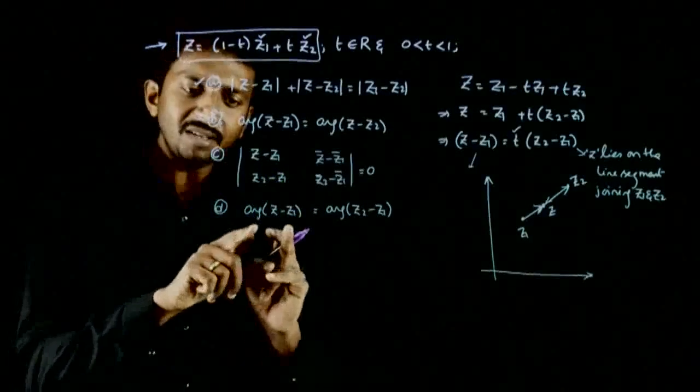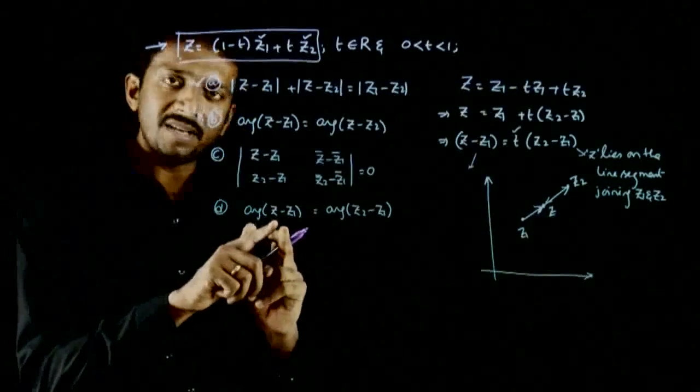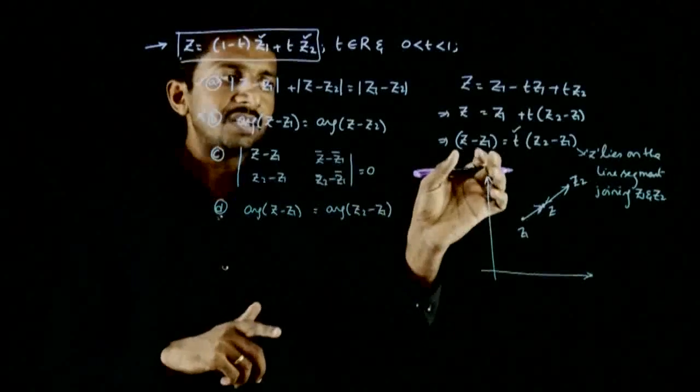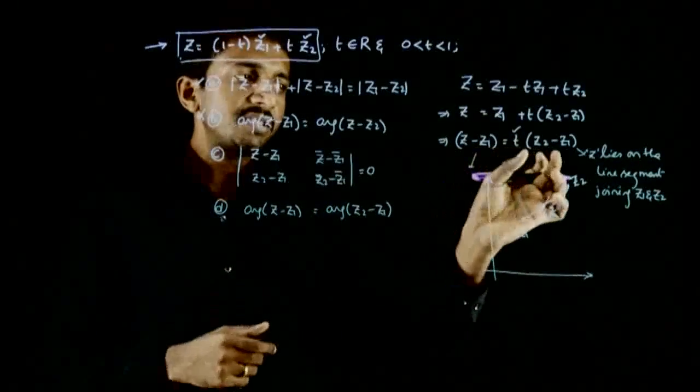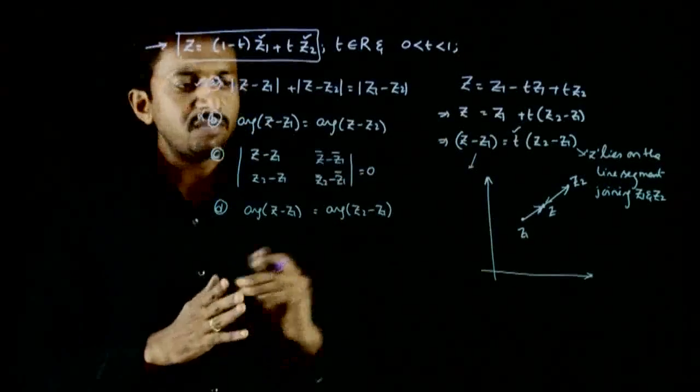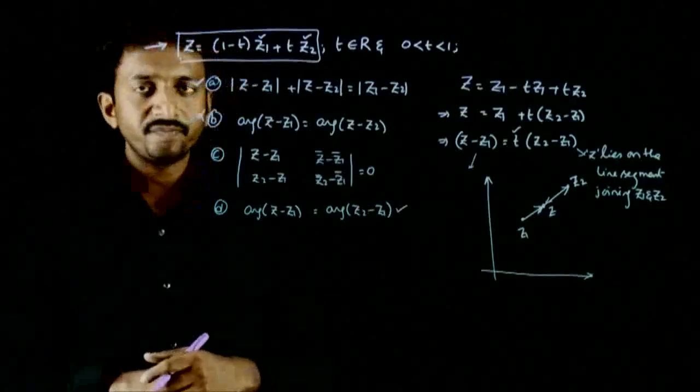We will analyze the third option later. The fourth option is: argument of z minus z1 is the same as argument of z2 minus z1. You can see z minus z1 is in the same direction as z2 minus z1, so the argument of z minus z1 is the same as the argument of z2 minus z1. This is also right.